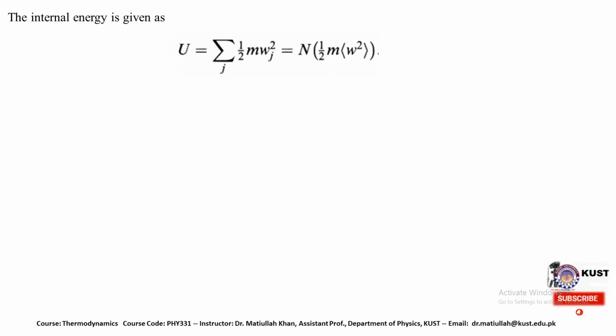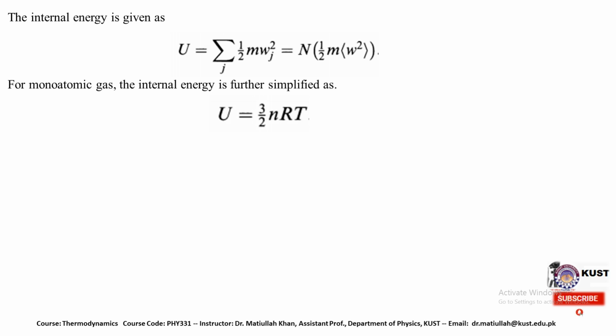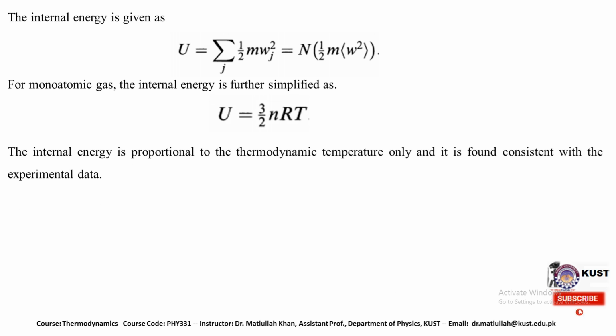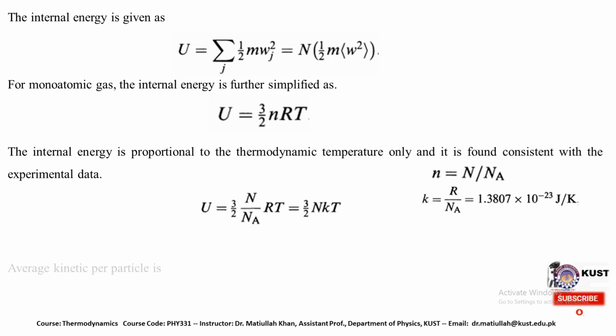So how can we interpret the internal energy in terms of it? The internal energy could be written as U equal to the summation of 1 over 2 m w_j squared, which could be further multiplied in these forms. If we have a monoatomic gas, then the internal energy is simplified and is equal to U equal to 3 over 2 nRT. So the internal energy is proportional to the thermodynamic temperature only, and it is found consistent with the experimental data.